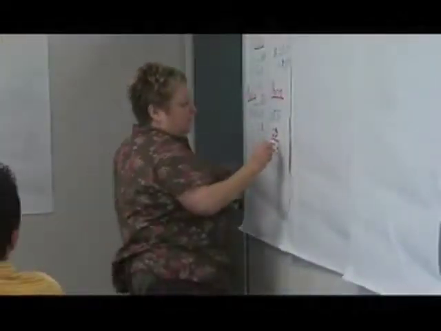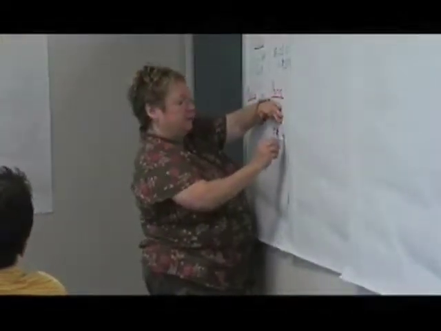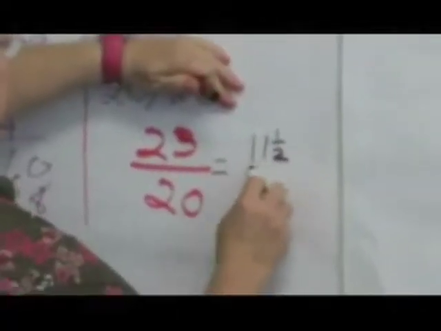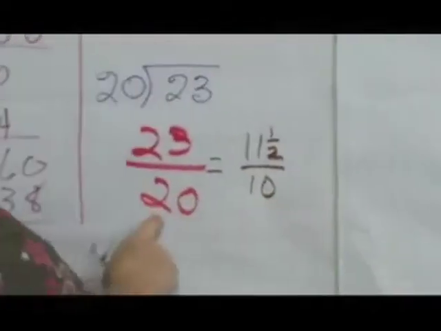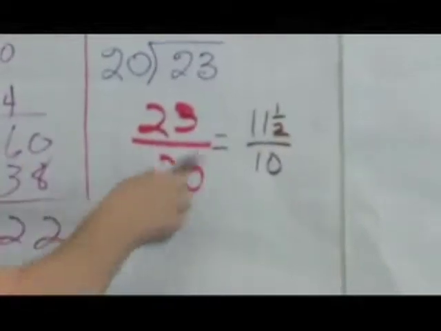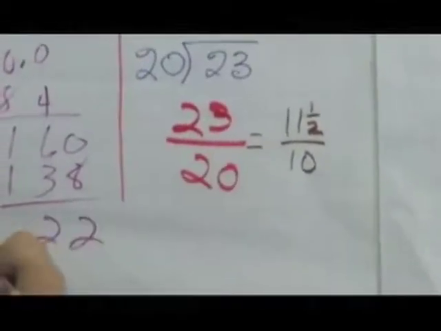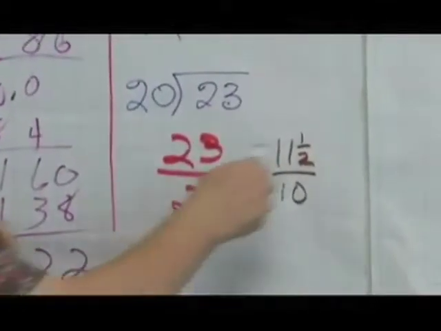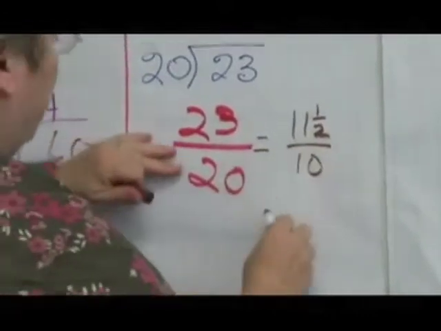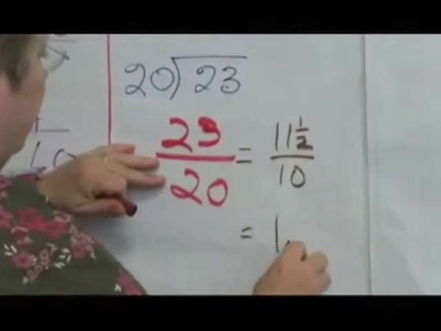So then I said, so this is the same as 11 and a half over 10 because it took half of this and half of this. So then I needed this to be in money. So I had to see the half as decimal 5, and so I knew when I divided I would get 1.15.